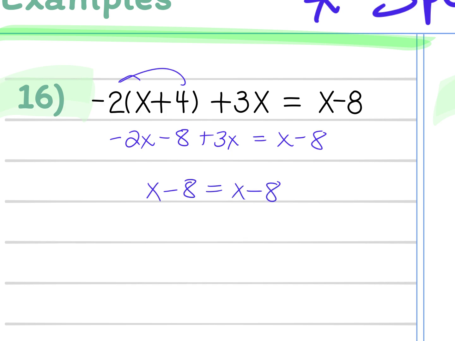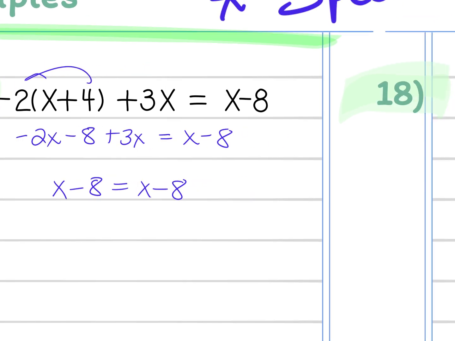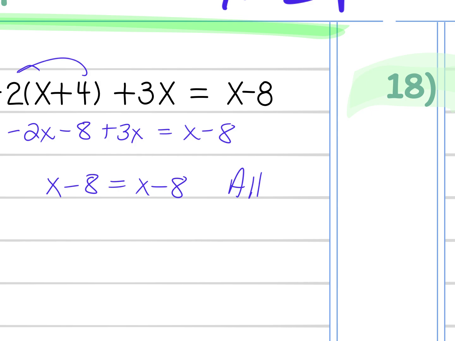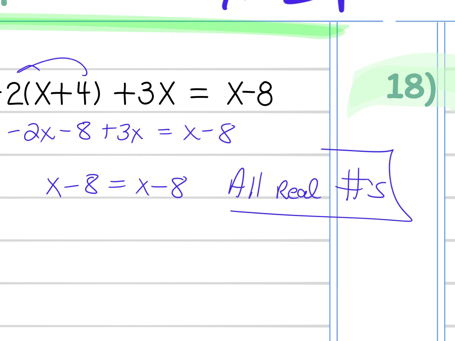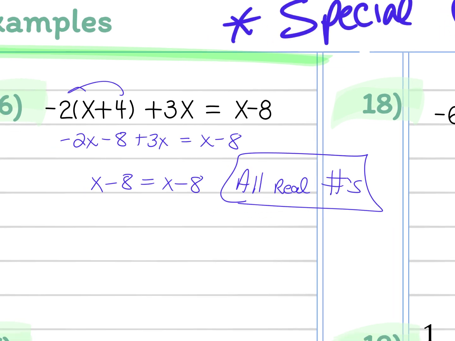Does anybody notice anything? It's the same thing on both sides. Think about it. If you put a 4 in for x, on the left-hand side, you're going to have 4 minus 8. And on the right-hand side, you're going to have what? 4 minus 8. Once you see that the left-hand side is exactly the same as the right-hand side, your answer here is all real numbers. You can stop right there if you want to, if you see that. Some of you are like, oh, I'm not sure. Okay, so let's fully solve.